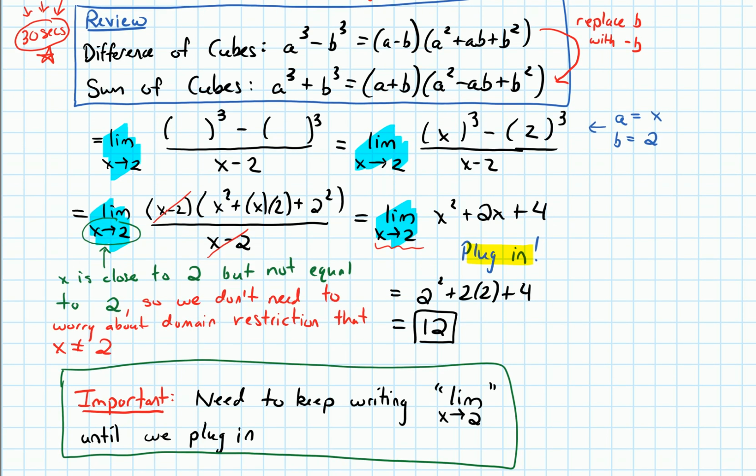The meaning of our expression changes when we don't have that limit in front. When we don't have that limit in front, it's just a function. When we have the limit in front, it means, well, what is the function approaching as x gets really, really close to some number? All right, so let's do one more example.